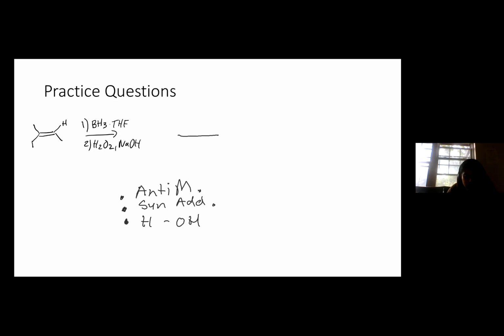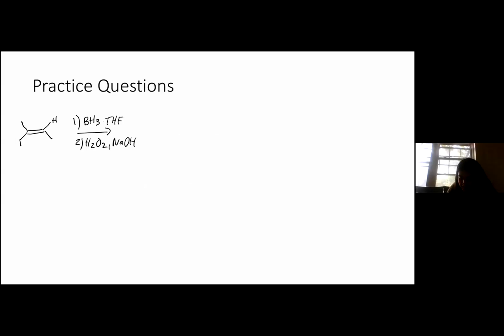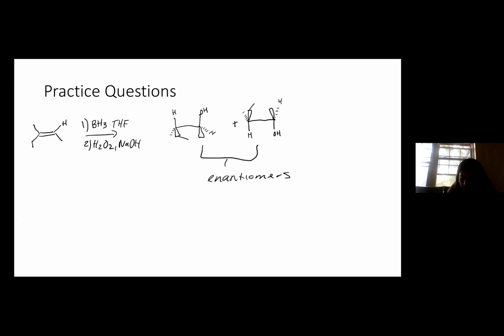We said it's anti-Markovnikov, so this carbon number 1, carbon number 2, where is that OH being added to? Carbon number 1 or carbon number 2? Yeah, the H will be added to carbon 1 and then the OH to carbon 2. Yeah, exactly, you're correct. I'm not going to waste my time drawing that, so I drew it here. So you have your H on carbon number 1 and your OH on carbon number 2.